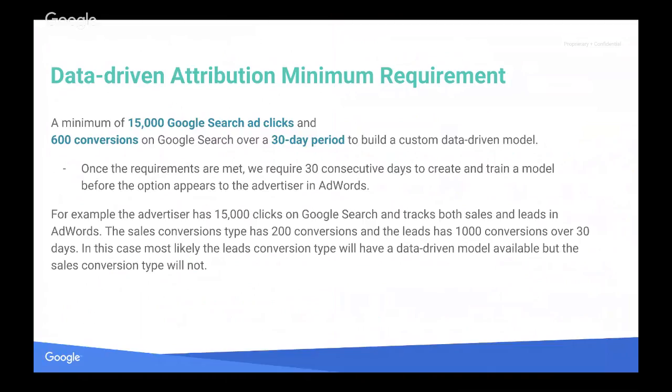But there's a minimum requirement to meet. One is that it requires 600 conversions in the last 30 days, and also 15,000 search clicks in the last 30 days, to be eligible for data-driven attribution.